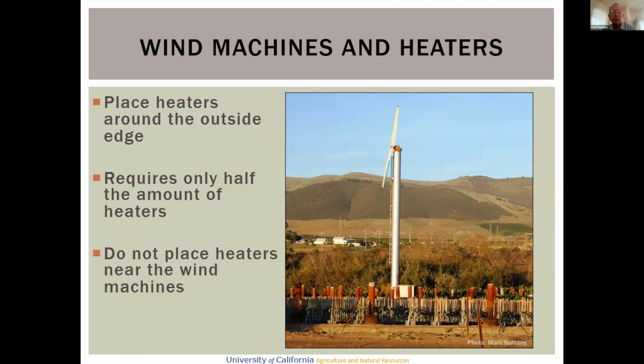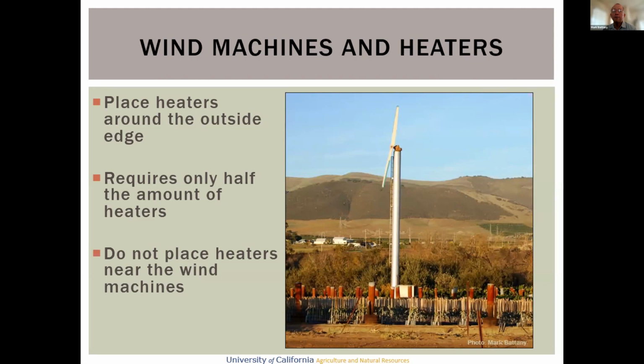And the key point here is to not place heaters near the wind machines, kind of like this picture might show. I don't know if they were actually using the wind machine in this example here, but why would we not want to put the heaters right next to the wind machine? Well, if we're applying heat to where the propeller is blowing that air, and essentially blowing warm air over the orchard, warm air is more buoyant than cold air. So the effect is that that warm air is going to tend to just float upwards.